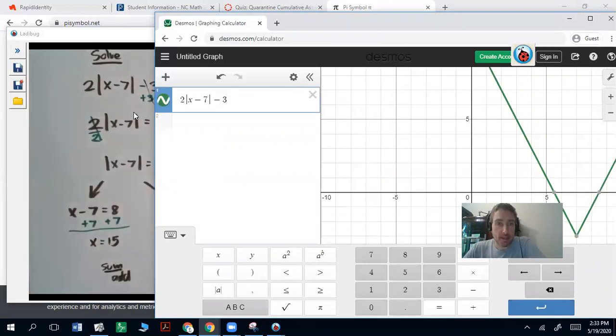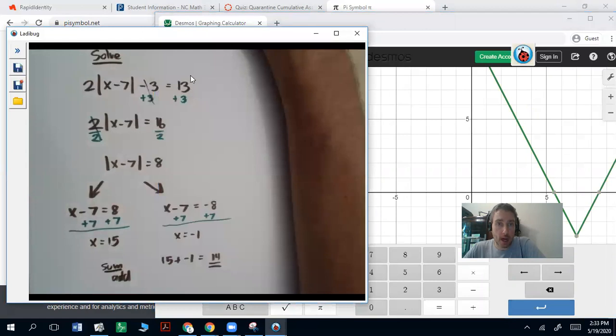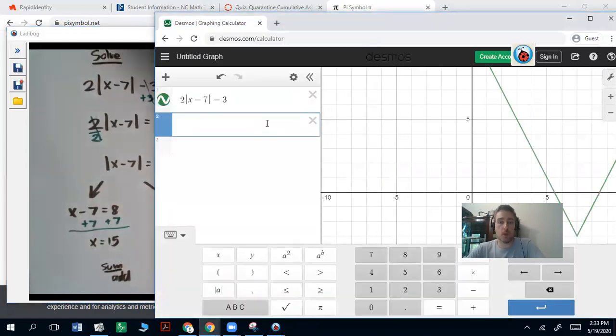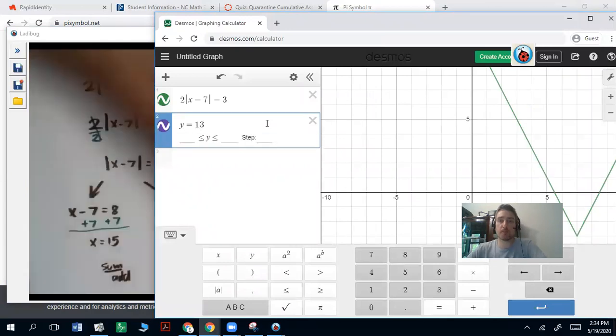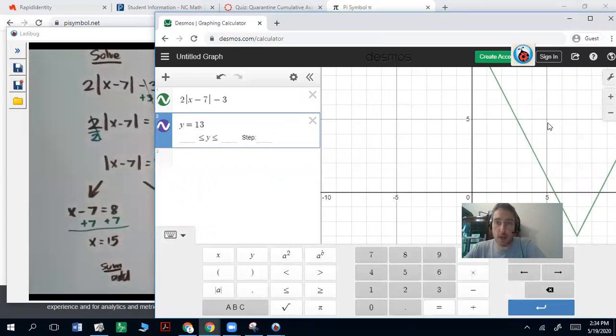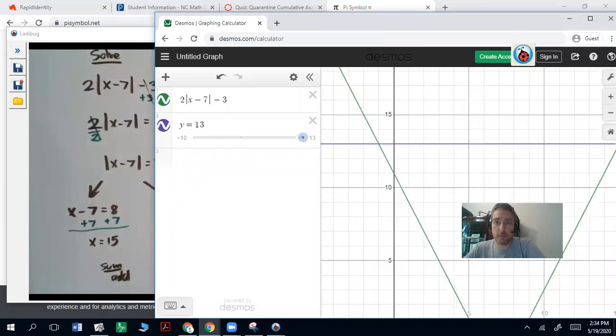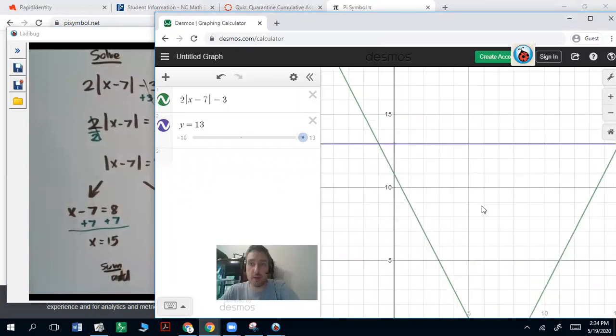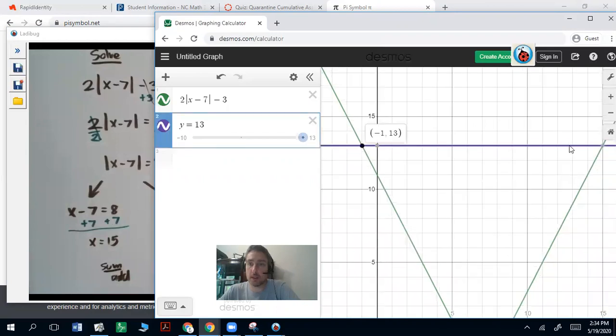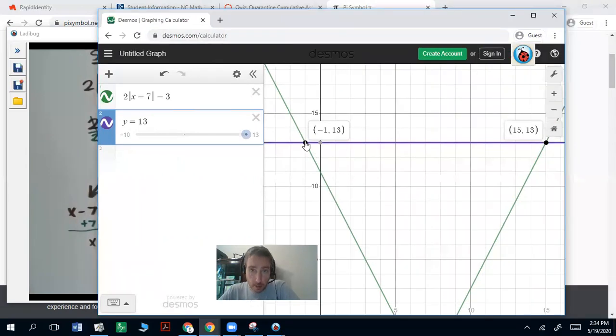I'm going to next, in a new line, put y equals 13. And I'm going to drag my graph up so I can see that 13. Now, what's important on this problem is that we find where these two graphs meet. So they're going to meet where the purple and the green lines cross in my situation at -1, 13 and 15, 13. The x values are going to be your solution, so -1 and 15.